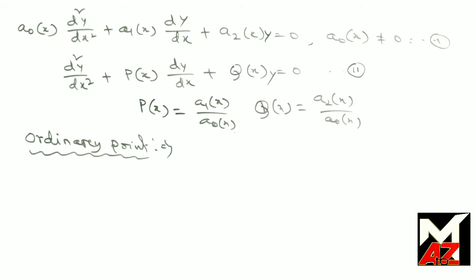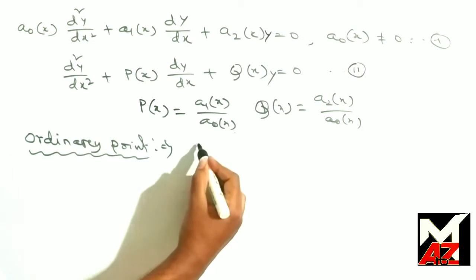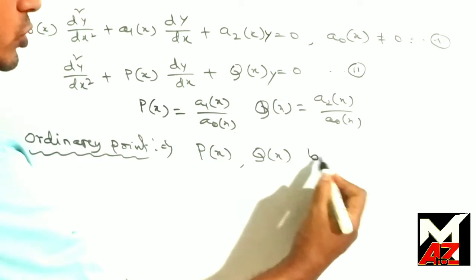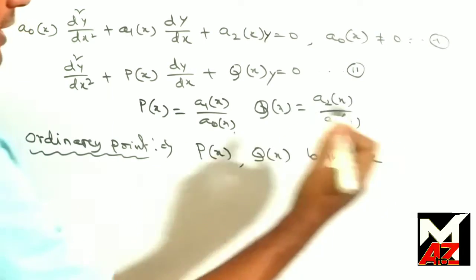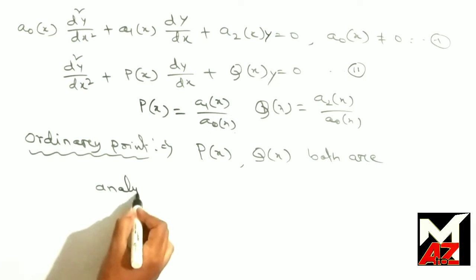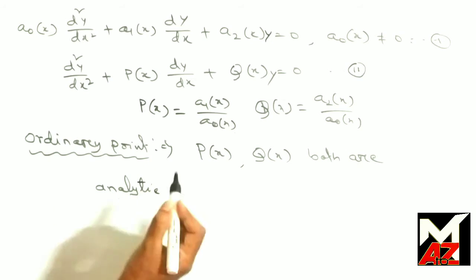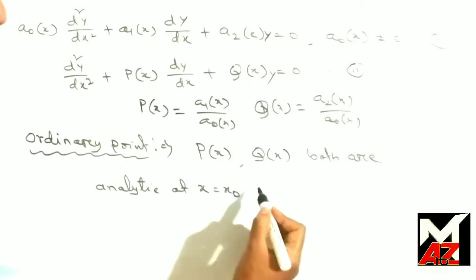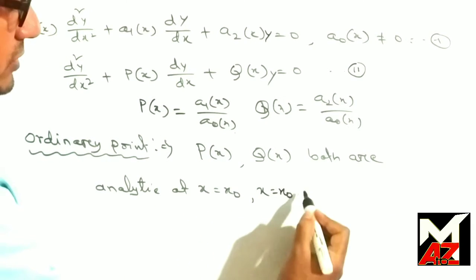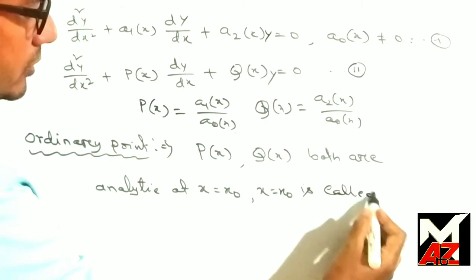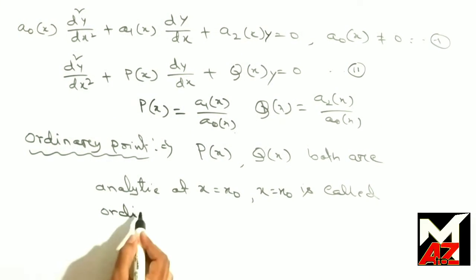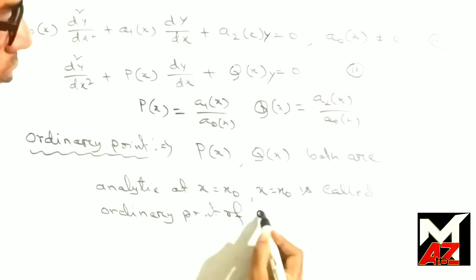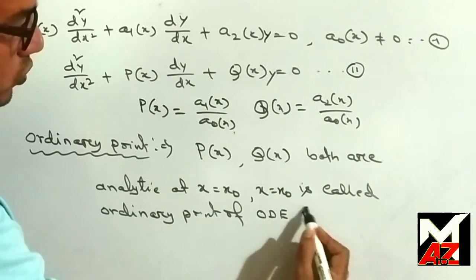Now we first define the ordinary point. What is an ordinary point? If p of x and q of x both are analytic at x equal to x0, then x equal to x0 is called an ordinary point of the ordinary differential equation 2.